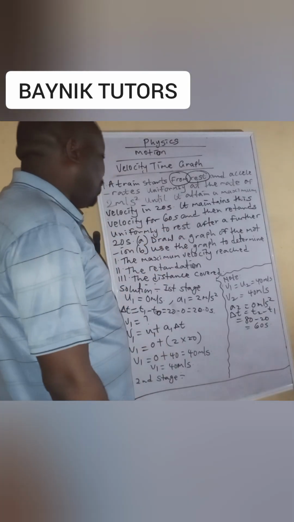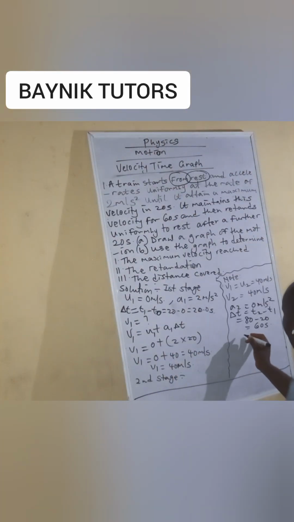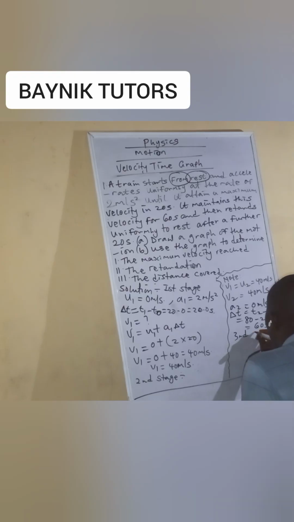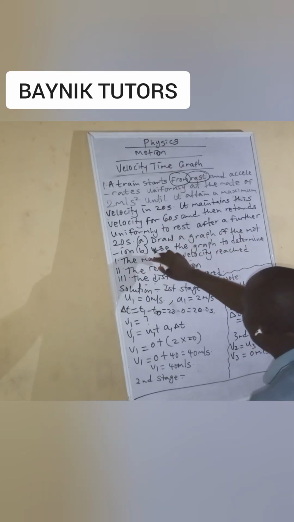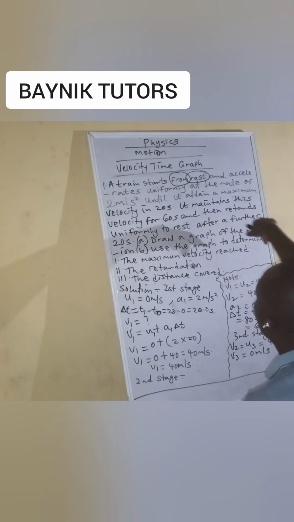Then they now said it then returned uniformly to rest after a further 20 seconds. So we'll move to the third stage. V2 is equal to U3, which is 40 meters per second. Then since it's brought to rest, my V3 here automatically is 0 meters per second, because they said after a further 20 seconds, it retards uniformly to rest.